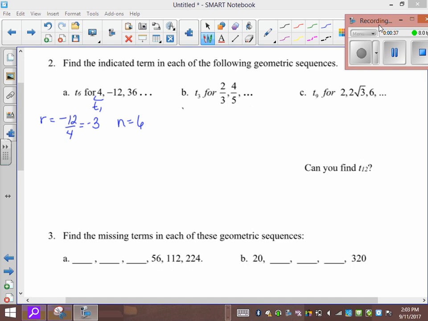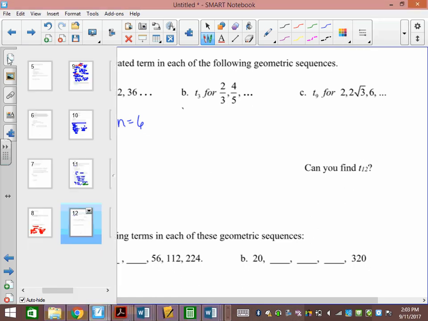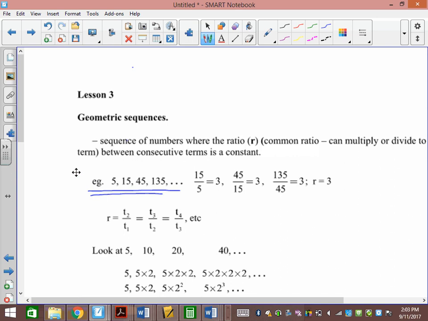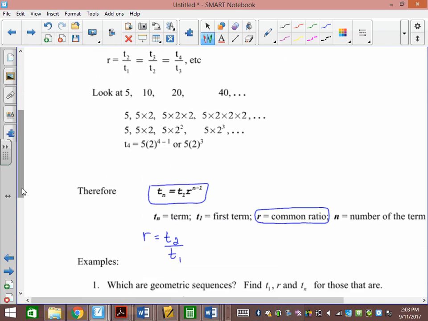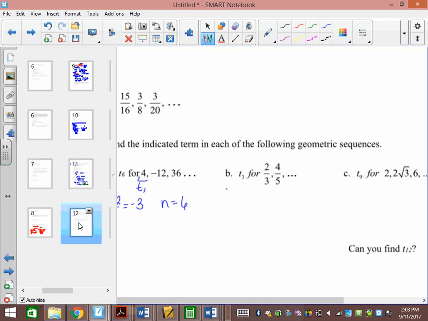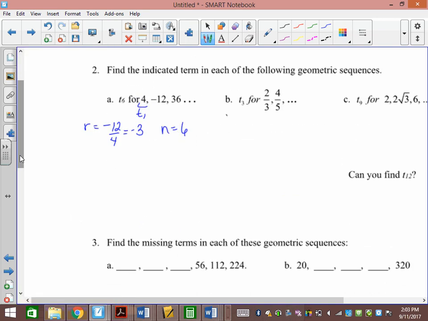So we're going to use the formula. The formula was on the previous page. I'll show you what it is. It's this formula here. Tn equals T1 times r to the n minus 1. And you use this formula when it's geometric. You use the other formula we've been using when it was arithmetic. So they want term 6.